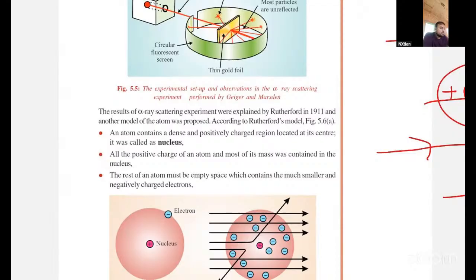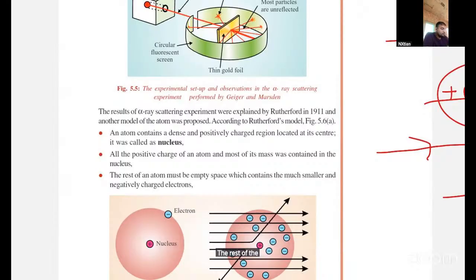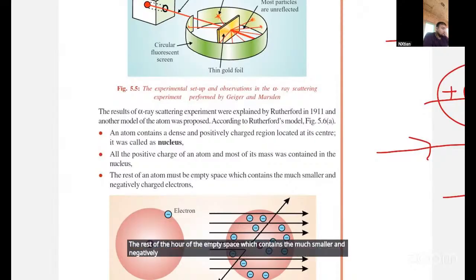An atom contains a dense positively charged region located at its center. It is called the nucleus. All the positive charge of an atom and most of its mass is contained in the nucleus. The rest of the atom is empty space which contains the much smaller and negatively charged electrons.